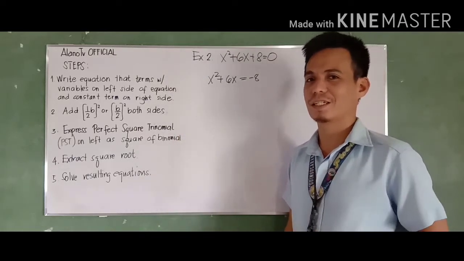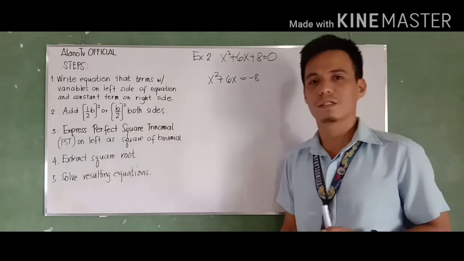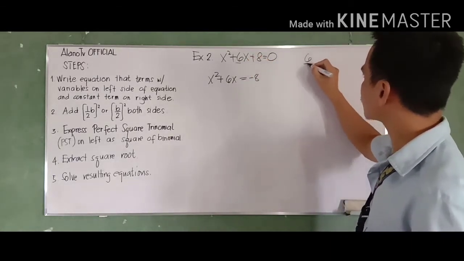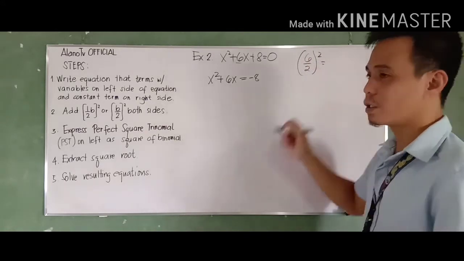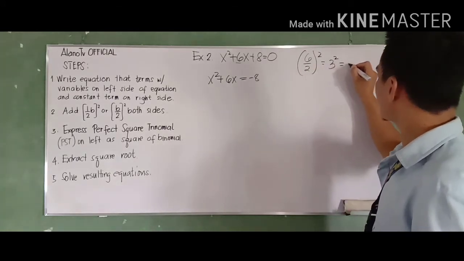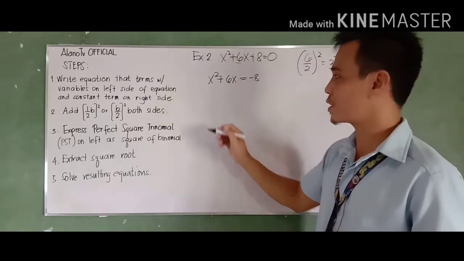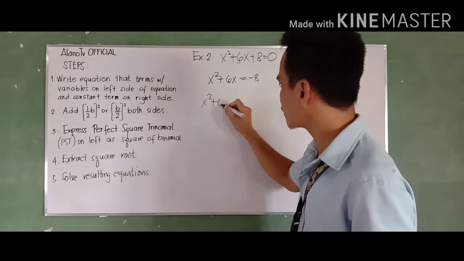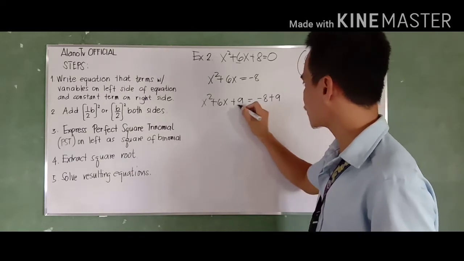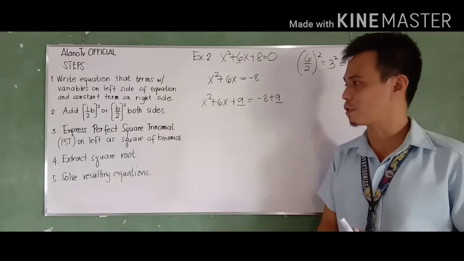You follow, guys? Okay, very good. Next is to add both sides with b over 2 squared. We have to identify our b value, so our b is 6, therefore 6 over 2 squared. Performing the operations, 6 divided by 2 is 3. 3 squared is equal to 9. So we have to add positive 9 on both sides of the equation. We have x squared plus 6x plus 9 is equal to negative 8 plus 9. There you have it, guys. Our b over 2 squared value is added to both sides of the equation.